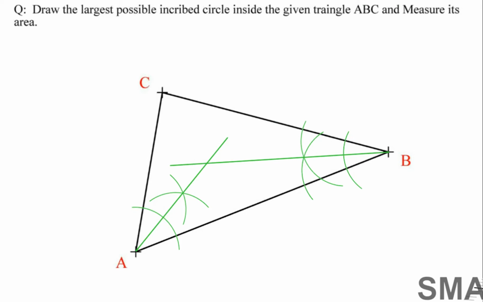Let's highlight that point and name it. I named it O over here because it's the center of a circle. You can name it whatever you want.